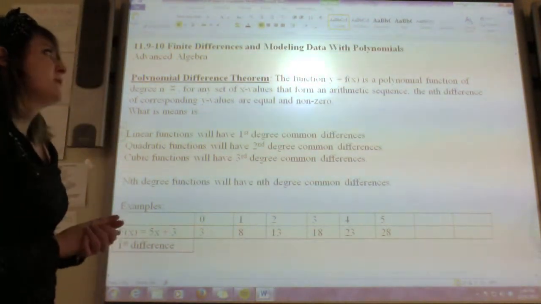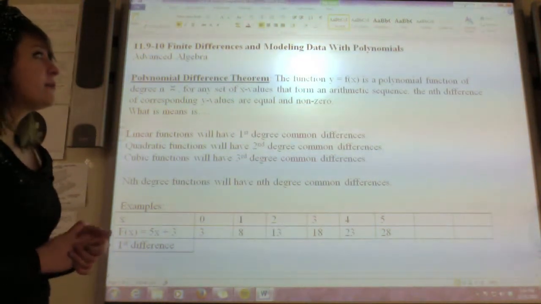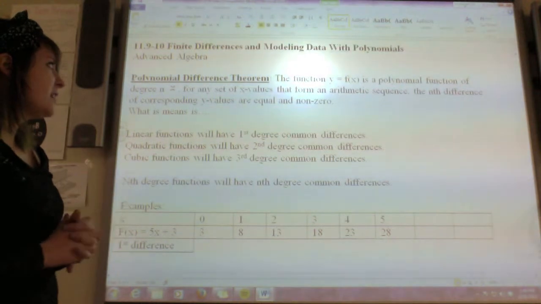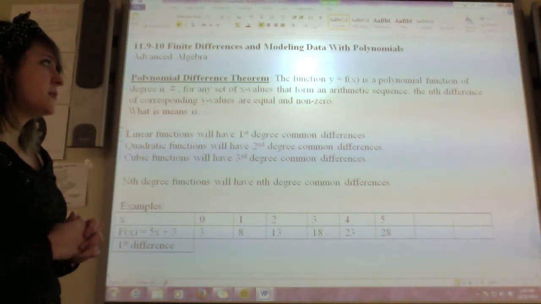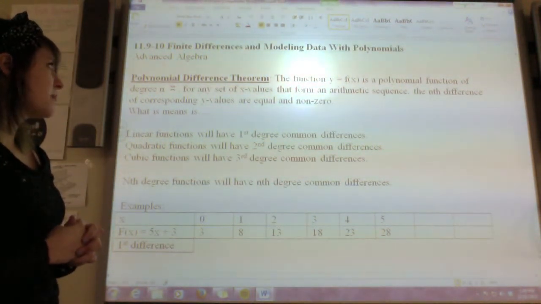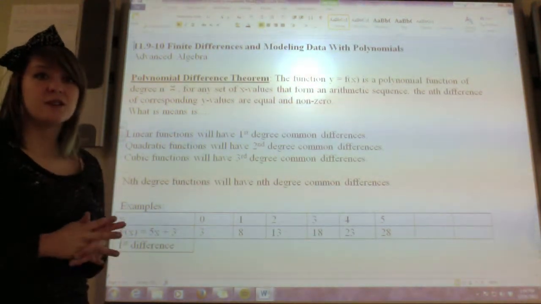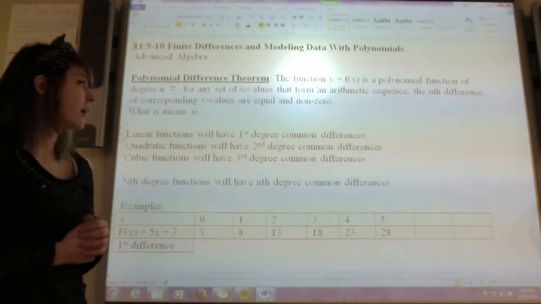So the polynomial difference theorem states that the function y equals f of x is a polynomial function of degree n if and only if, for any set of x values that form an arithmetic sequence, the nth difference of corresponding y values are equal non-zero. Okay, I know that doesn't really make a lot of sense, but let me just explain it a little easier.